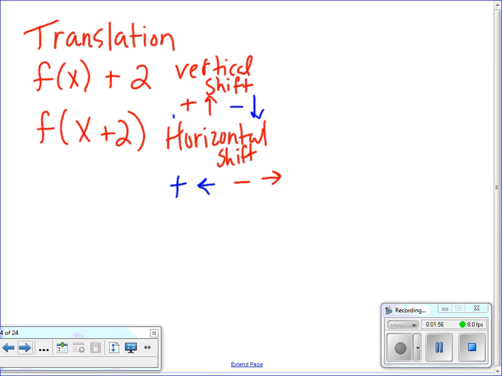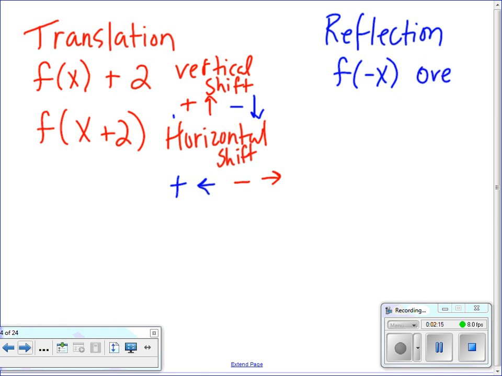Alright, then we had reflections. Translations were the first thing that we talked about, then we moved into linear reflections. Remember that if the negative was on the inside, this was a reflection over the y-axis, which meant that the y-intercept stayed the same and the x-intercept changed. And if it was on the outside, this was a reflection over the x-axis. And this meant that the x-intercept stayed the same and the y-intercept changed.